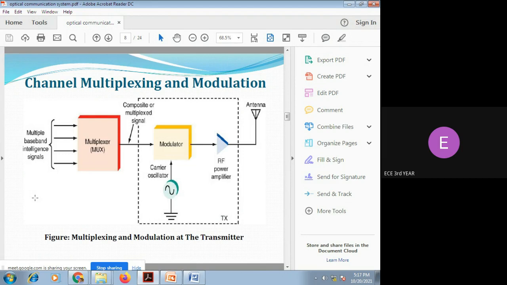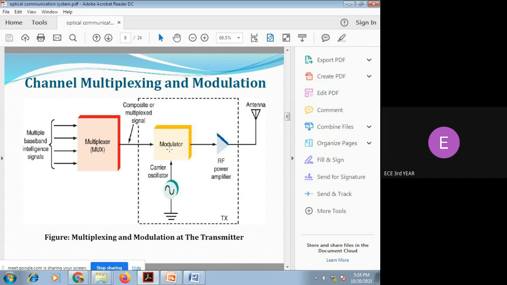Multiplexing combines many signals into a single line. Based on the timing, it will select the particular input line and then pass through the modulator. The modulator is used to boost up the weak signal using a carrier signal. The carrier signal is generated from the carrier oscillator, and then the power amplifier amplifies the signal and passes it through the antenna. This is the basic process of channel multiplexing and modulation.